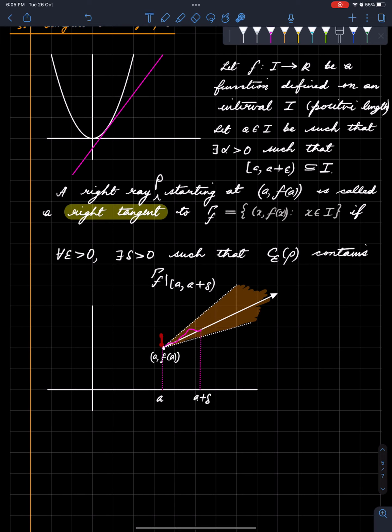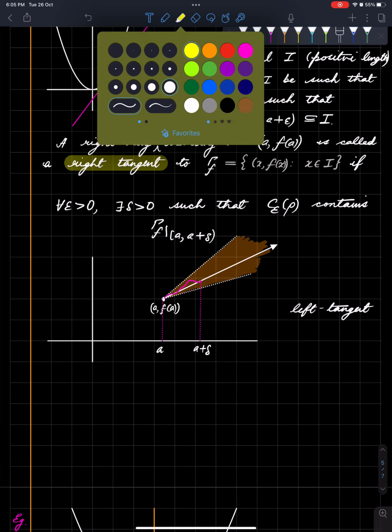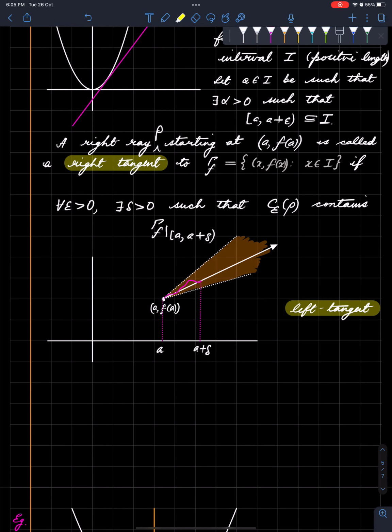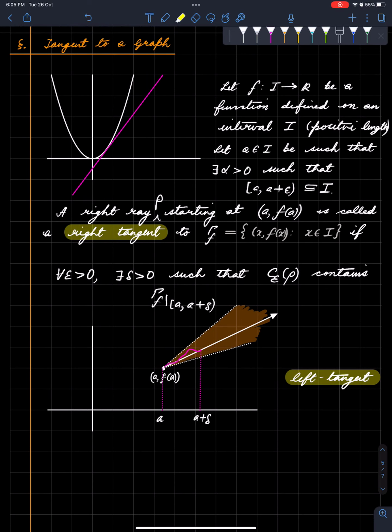In the definition of right continuity, this kind of shape was involved, a right band, and here we have a right kind of cone. So that's the only difference. Okay. So similarly, one can define a left tangent. Left tangent is something that I leave to you. So we have defined the right tangent finally.